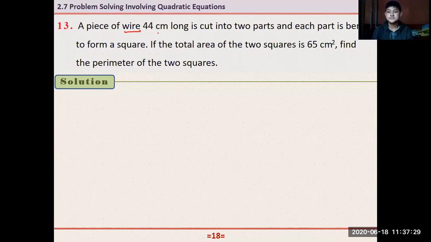A piece of wire 44 centimeters long. So in your hand there is a wire 44 centimeters long. It is cut into two parts, and each part is bent to form a square. Suppose we have a piece of wire of length 44 centimeters. I cut this into two, the first part from here and the second part from here.